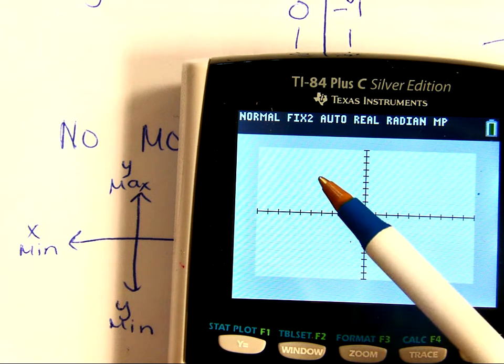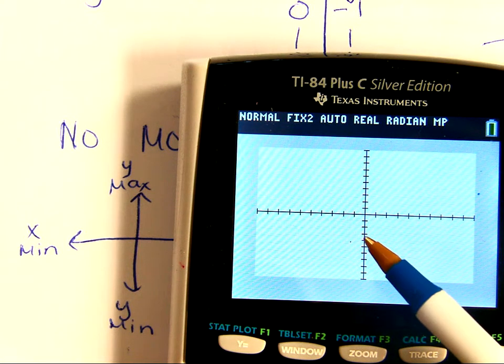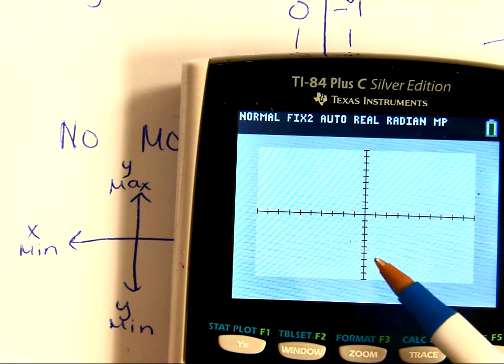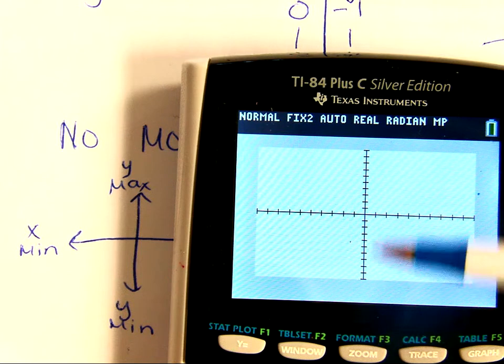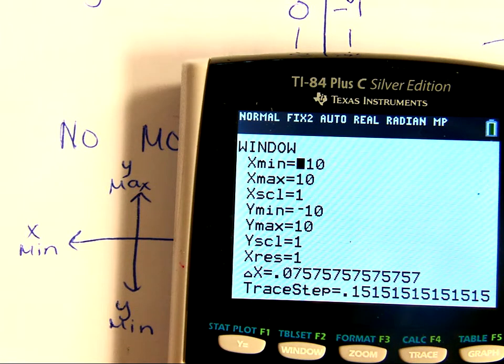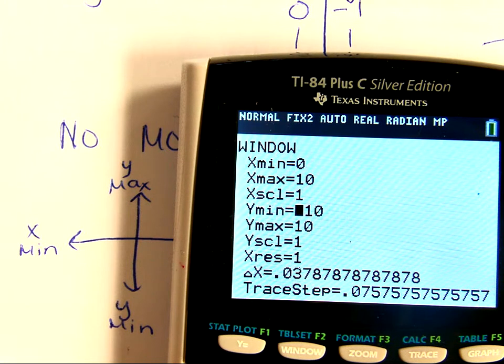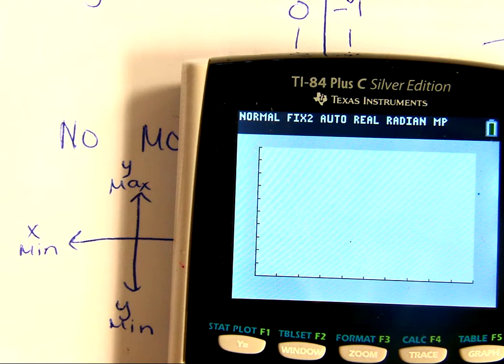I want to get rid of this, this, and this, which means what would I want my x min to be? What was the farthest over I want my x to go? 0. What's the farthest I want my y to be? It's like restrictions on your domain and range, right? So I'm going to change my x min to 0. I'm going to change my y min to 0, and then I'm going to hit graph again. And they disappeared, right? They just kind of zoomed in on that first quadrant.